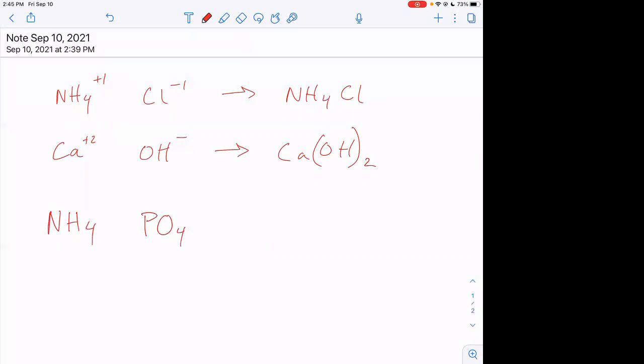What are the charges here? +1. Kevin said plus, and what's phosphate? -3. All right, when these come together, what do we get? So could we not do NH4 close parentheses 3? Yeah, why can't we?